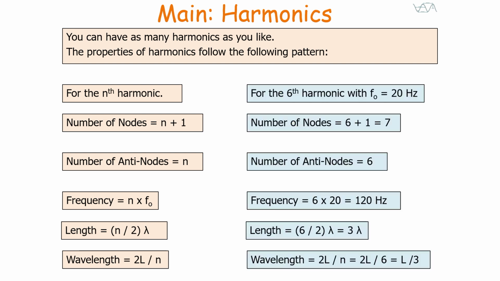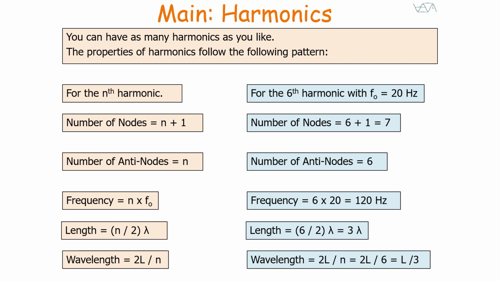So for the 6th harmonic, with the first harmonic having a frequency of 20 Hz, the number of nodes will be 6 plus 1, which is 7. The number of antinodes will equal 6. The frequency will be 6 times 20, which is 120 Hz. The length will be 6 over 2 lambda, so 3 lambda, and the wavelength will be 2L over 6, which is L over 3.